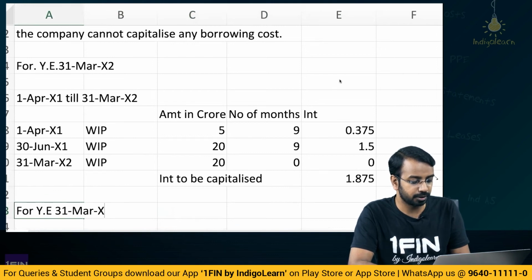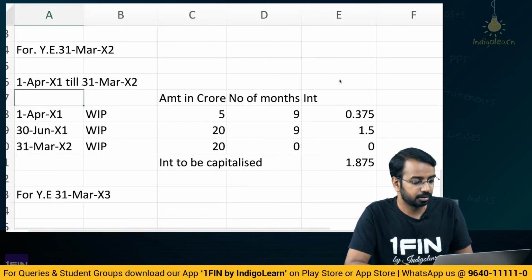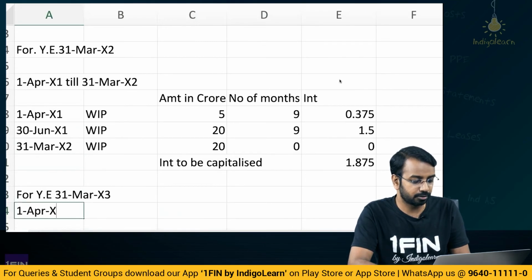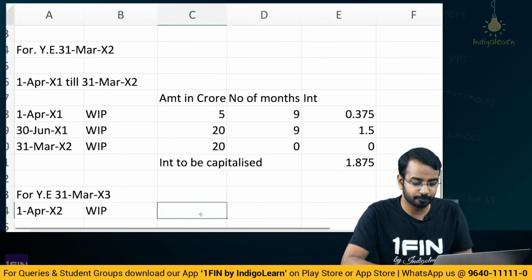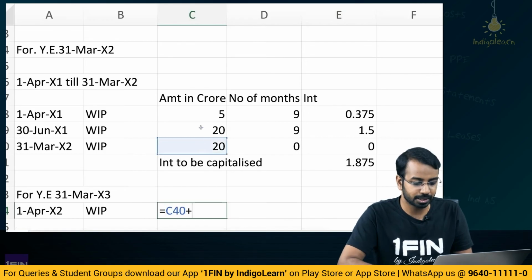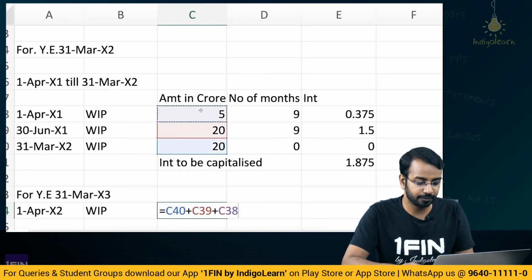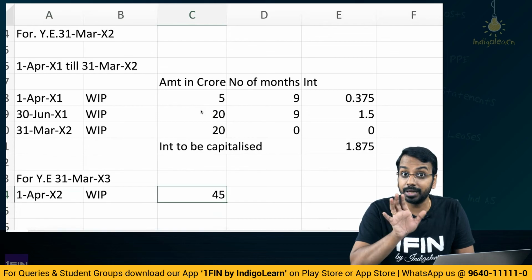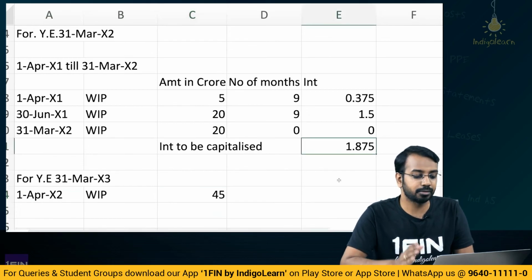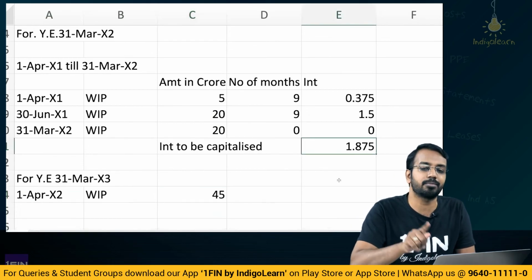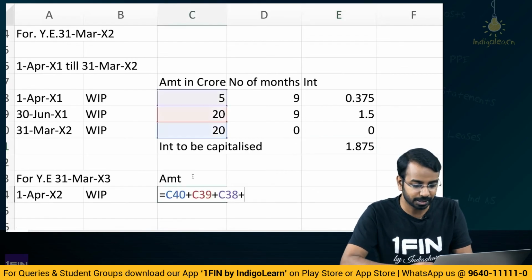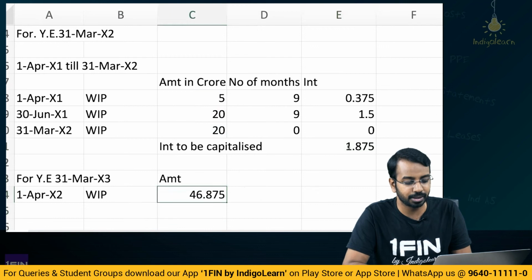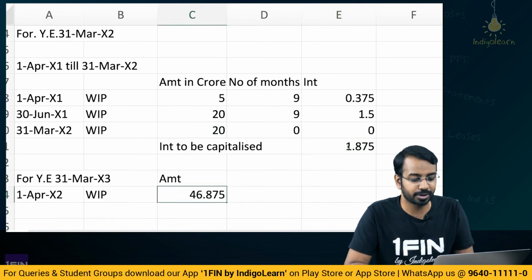Now, for year ended 31st of March of year 3. Again, what is the opening balance? 1st of April of year 2, how much is the WIP? Now, amount that is spent till date is 20 plus 20 plus 5, which is 45 crores. Now, please remember, at the year end of 31st March of year 2, we would have capitalized 1.875. So, your amount would be 45 plus 1.875, that makes it 46.875.